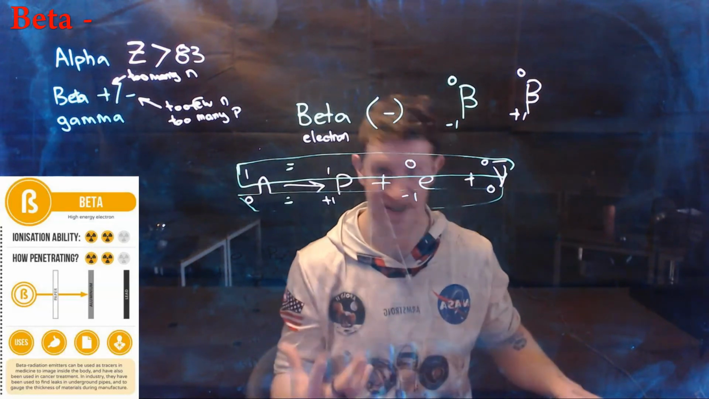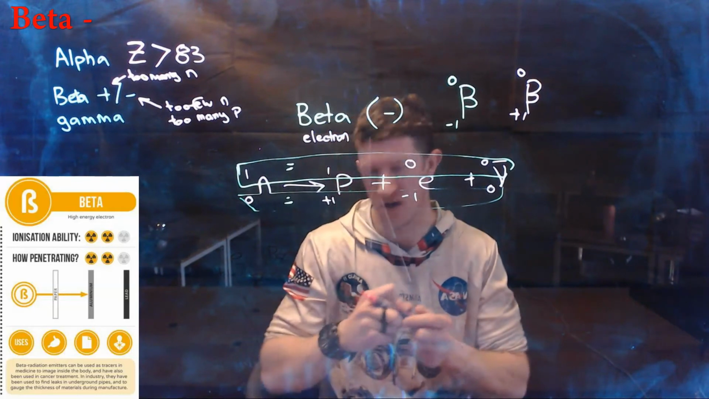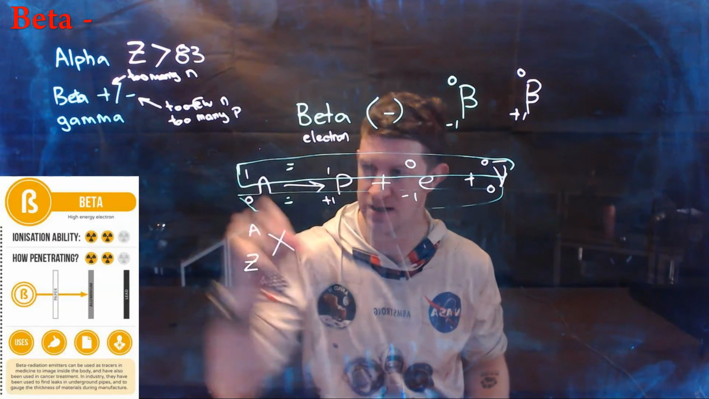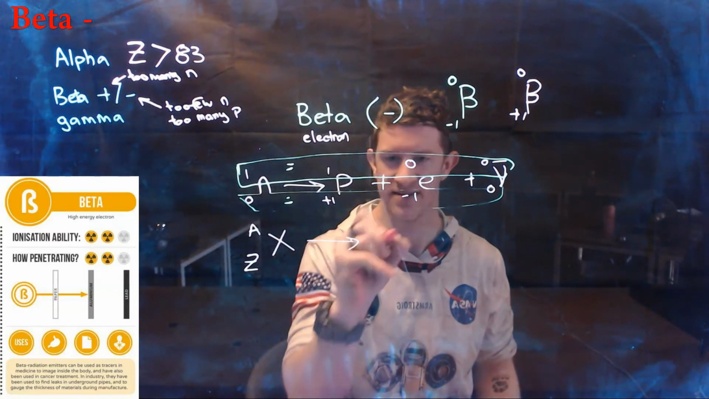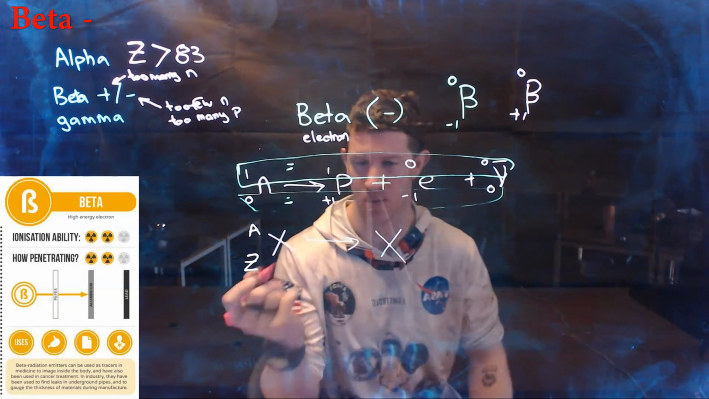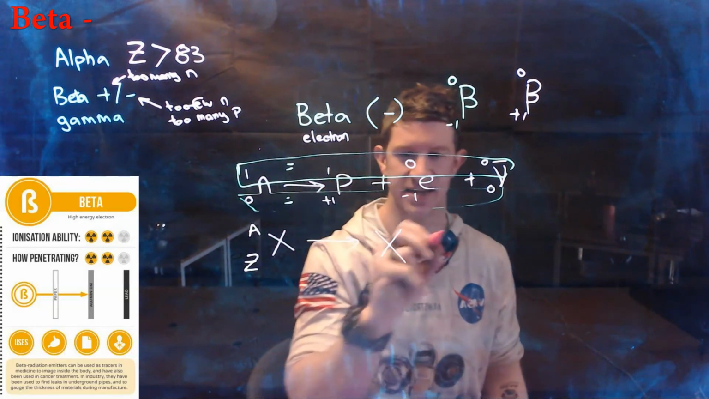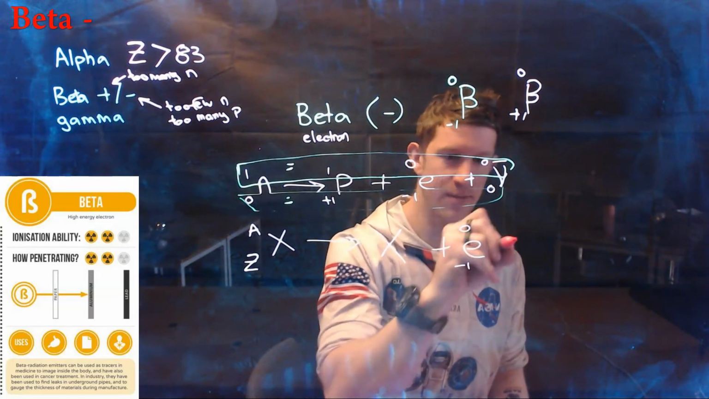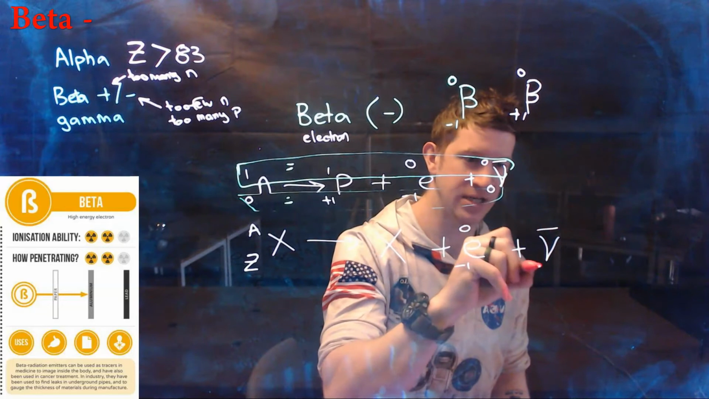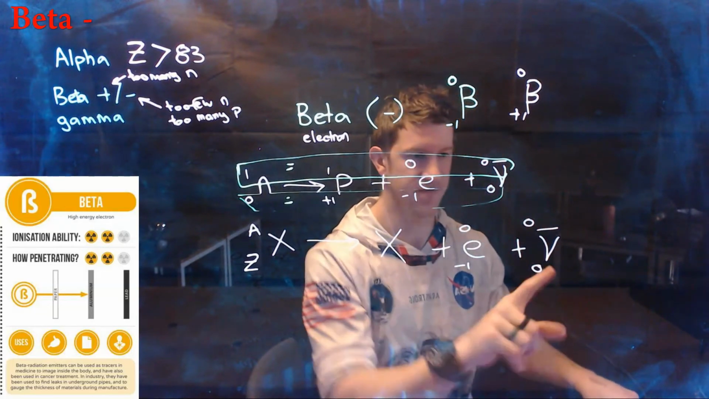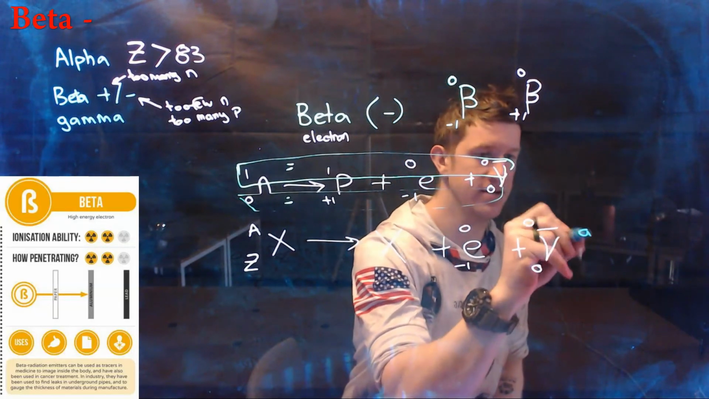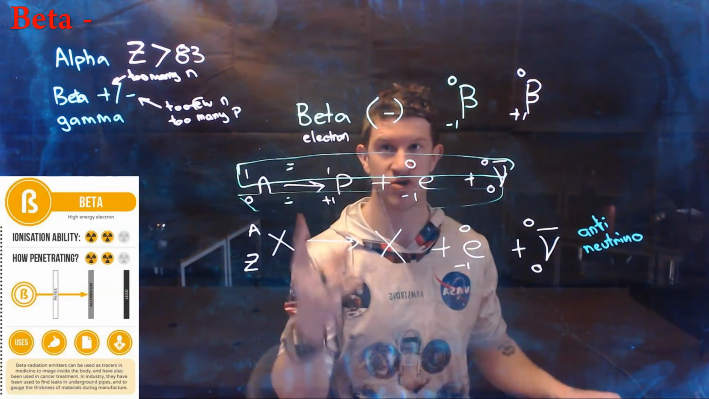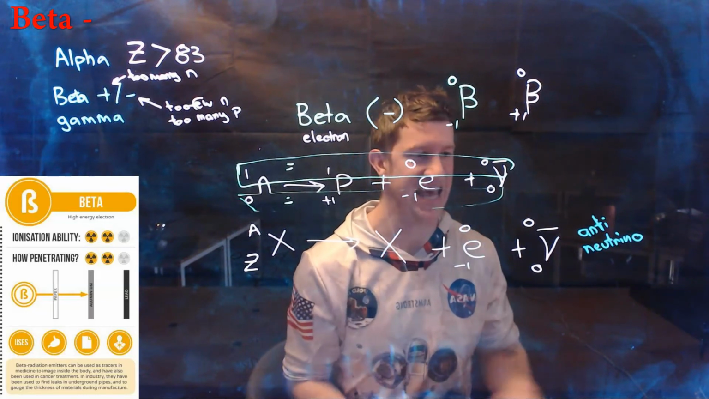Let's look at a better example of that. A general case would be if I have my element X, what's it going to decay into? It's going to decay into some other X, which we can work out, and it's going to produce these things. So we're going to get our electron, and we're going to get our antineutrino. So just for reference, this is the antineutrino. And when we talk about neutrinos in beta plus, it's again the antiparticle of it.